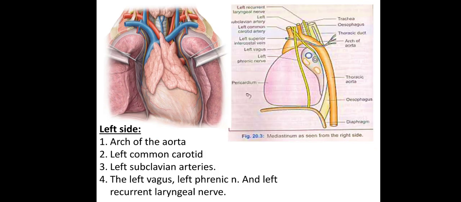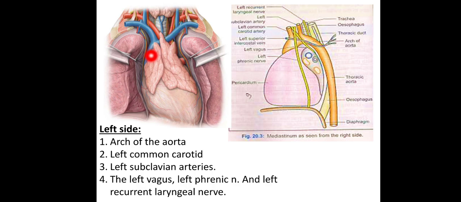On the left side, we are going to the left side, the structures present left to the trachea. First of all, you can see on the left side of the trachea there is the arch of aorta. You can see in this diagram this is the arch of aorta just left to the trachea, and left common carotid which arises from the arch of aorta. This is left common carotid and left subclavian artery.